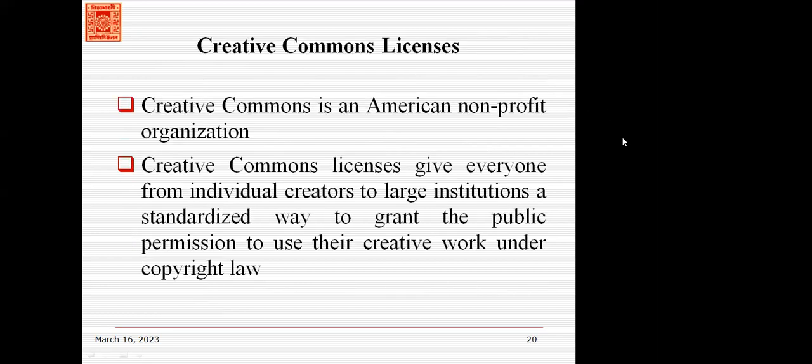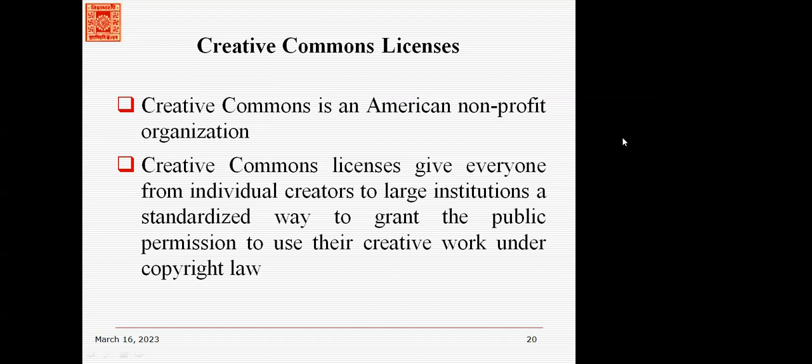Now, Creative Commons license. It is not included in our syllabus, but we have to have a little bit of idea about this to understand the open access license agreements available in the Sherpa Services, Sherpa database. So that's why I am giving an idea.